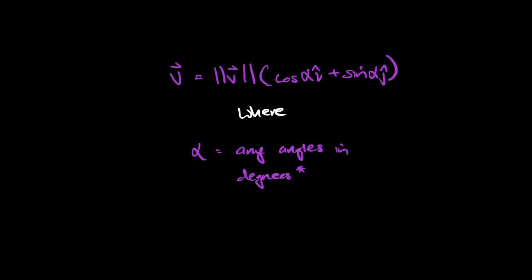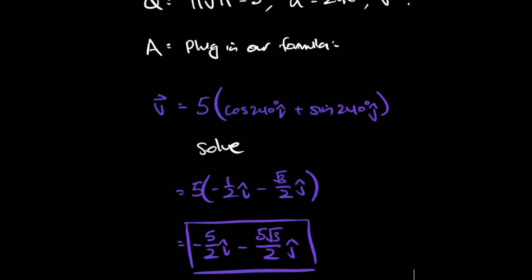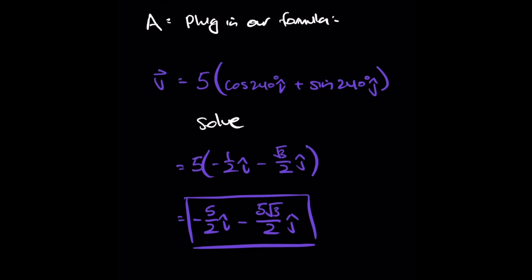So let's look at a sample problem to understand this concept further. Let's say we have a vector magnitude of 5 and an alpha of 240 degrees. What is our vector? This is a very simple problem. All we need to do is use our formula and plug in. Convert cosine of 240 degrees into negative 1/2 and sine of 240 degrees into negative root 3 over 2. Distribute, and we obtain negative 5 over 2 i minus 5 root 3 over 2 j.